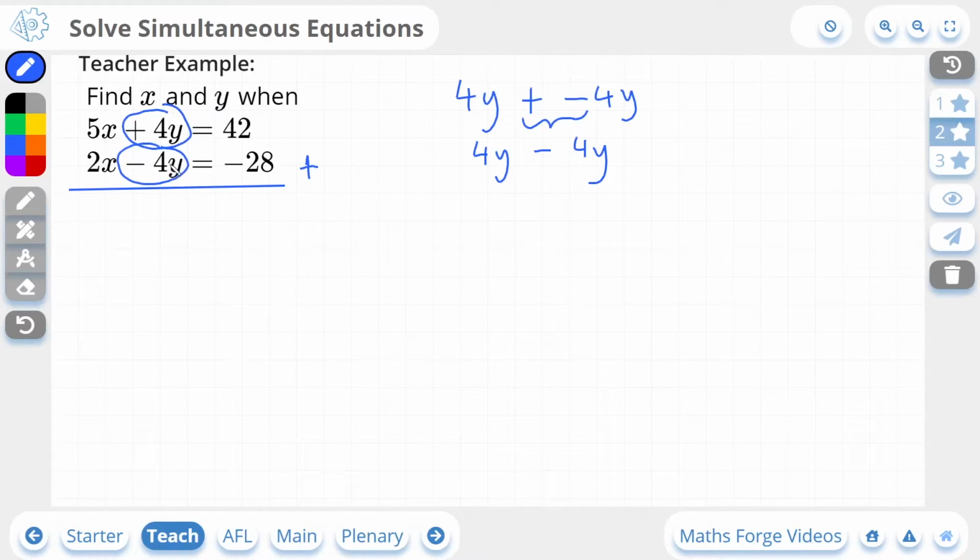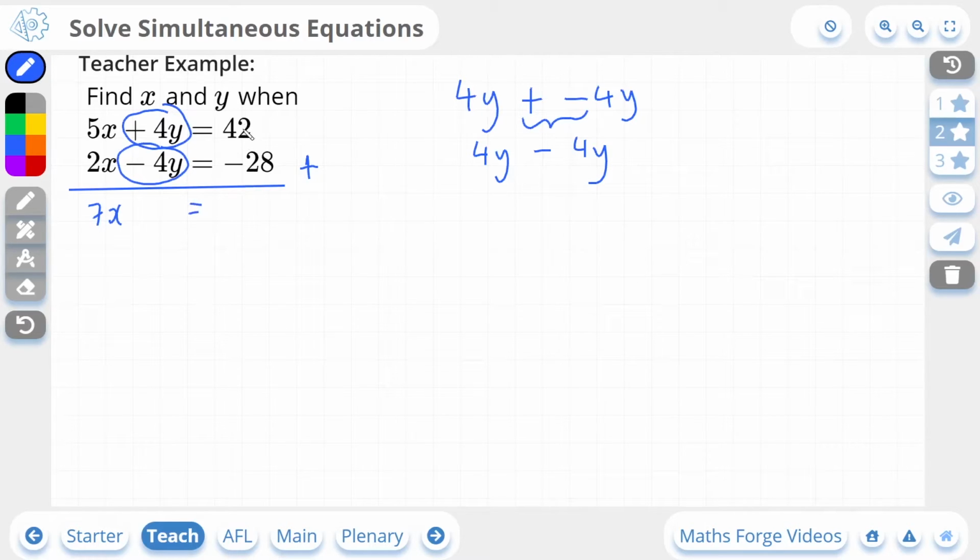A general rule of thumb is that when your symbols are different and your variables have the same value, you add them together. And if the symbols are the same, you subtract them. In this case, the symbols are different, so we're going to go ahead and add them together. So I'm going to do 5x plus 2x, which gives us 7x. 4y plus negative 4y gives us 0, so we don't need to write that down.